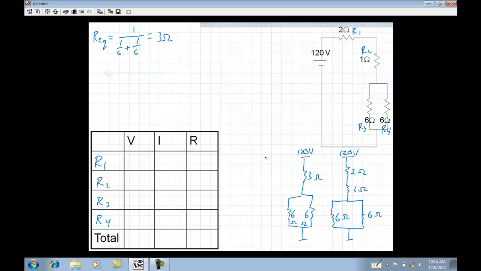So that means in this equivalent circuit, I got this 120 volt battery, a 3 ohm resistor, and down here, this parallel set makes, that's getting sloppier, another 3 ohm resistor. So finally I can do what? Add those two, because they're in series. So now I know my equivalent resistance is what? 6 ohms. My equivalent resistance is 6 ohms.